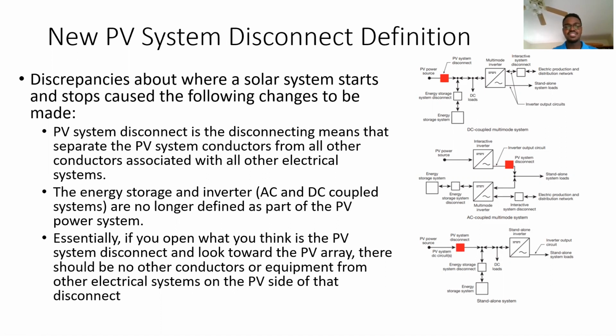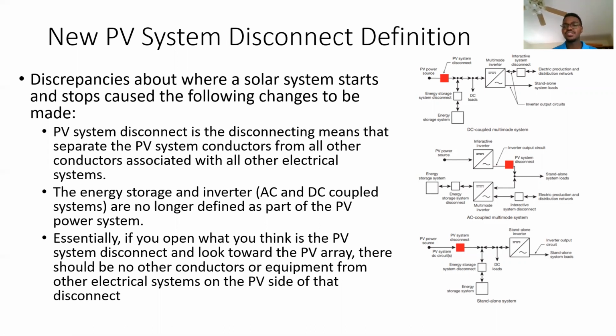Their definition is that a PV system disconnect is the disconnecting means that separate the PV system conductors from all other conductors associated with all other electrical systems. So essentially, it should be PV system, disconnect, all other electrical systems, right? So if you walk up to what you think is a PV system disconnect, and you look towards the PV system and there are other conductors and equipment, then you're not at the disconnect. You need to move closer towards the PV system, and then you'll find the PV system disconnect.